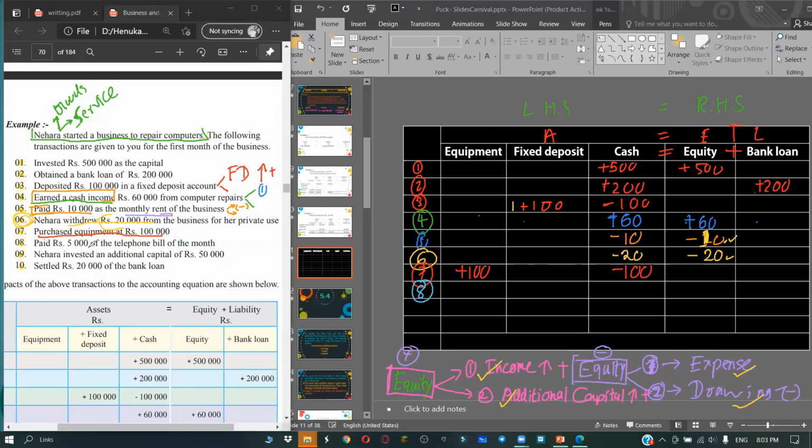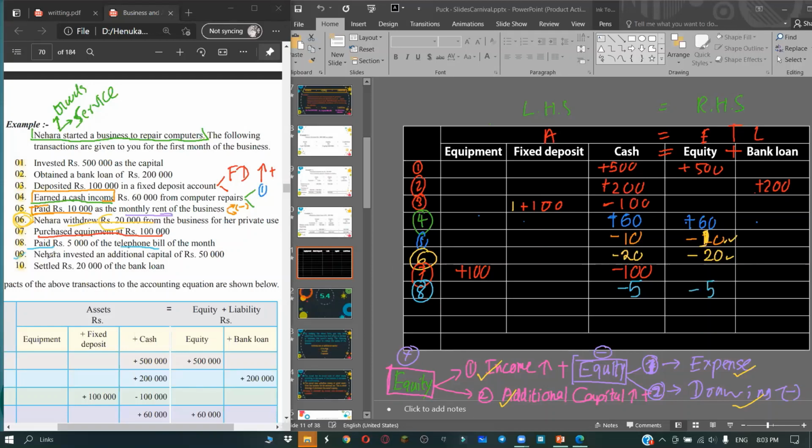So here paid 5,000 of telephone bill. Telephone bill is also an expense, guys. Okay, paid. So we have already paid it. Definitely, paid with cash. Cash asset would be decreased and our equity will also decrease.